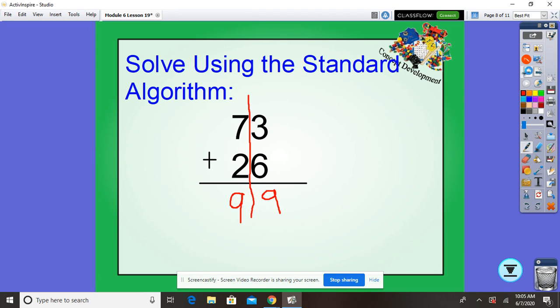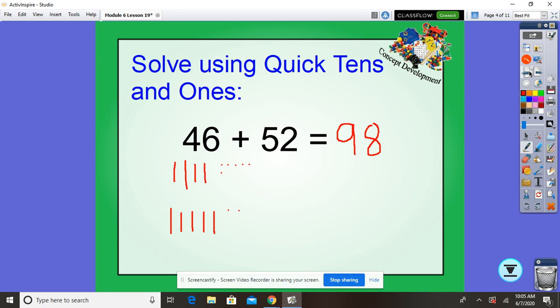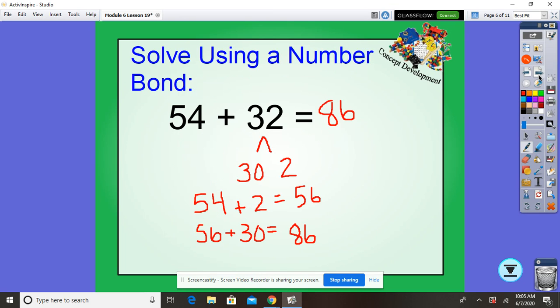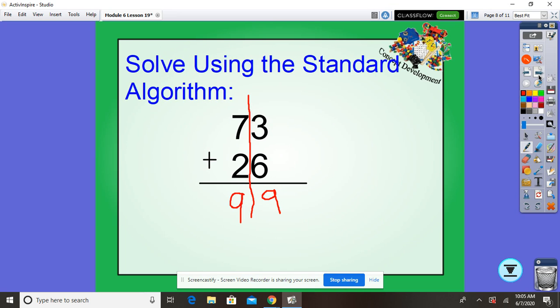Going back, here are the different strategies we reviewed and learned today. You learned using quick tens and ones. You learned using quick tens and ones and bundling another group of 10. We reviewed using a number bond, and then the new one, which is the standard algorithm.